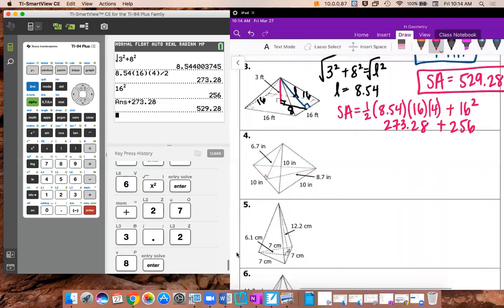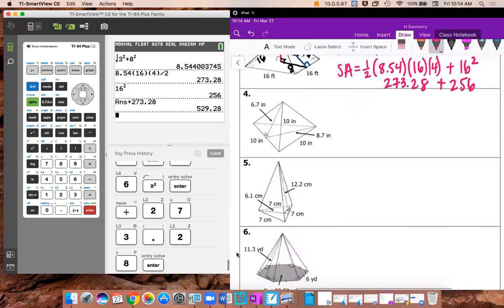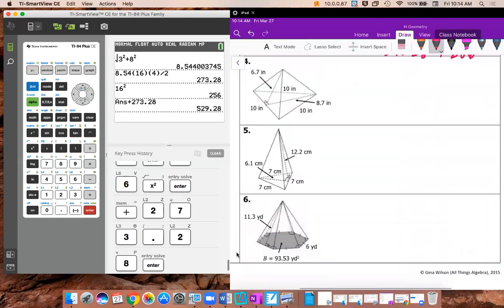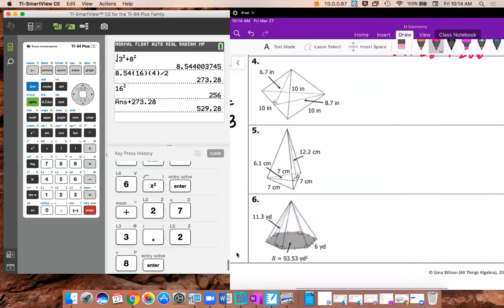All right, then we're gonna get into these other ones that have different bases. So far the bases of our pyramids have been squares, where when we look at problem number 4 here, the base of this pyramid is a triangle. So we're still gonna do this in the same way, but the area of the base is going to change. So surface area is still 1/2 times the lateral height times the perimeter of the base plus the area of your base, or that big B.